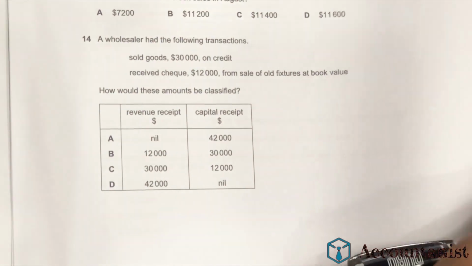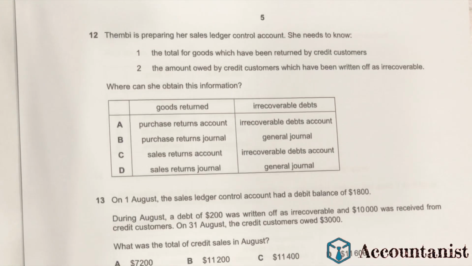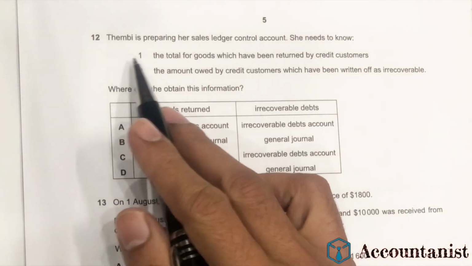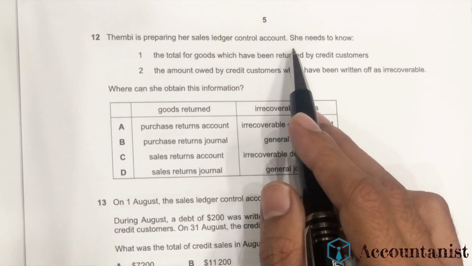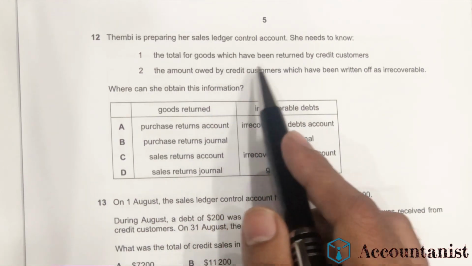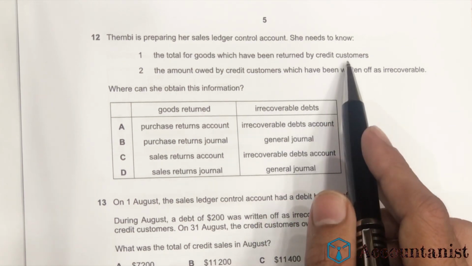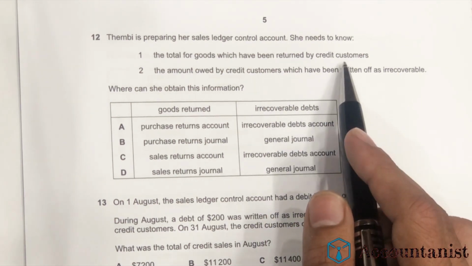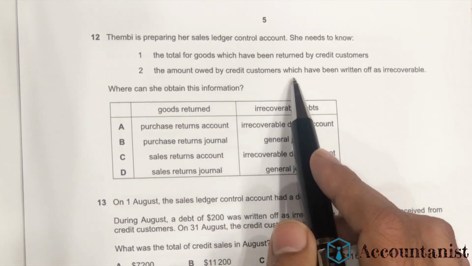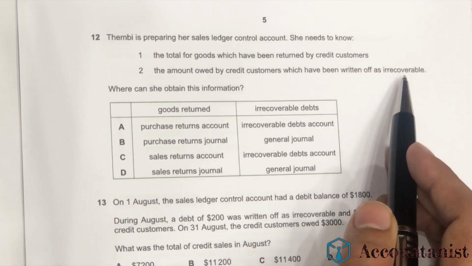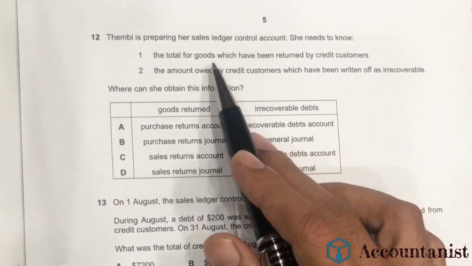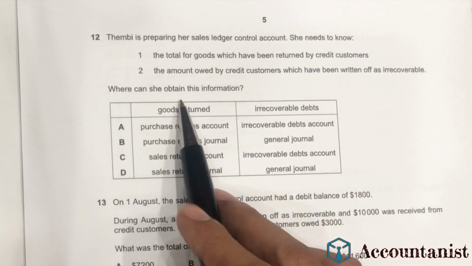Question number 12 we have here. Alright, so it says Thambi is preparing her sales ledger control account and she needs to know the total of goods which have been returned by credit customers, meaning sales returns, and the amount owed by credit customers which have been written off as irrecoverable. Where can she obtain this information?